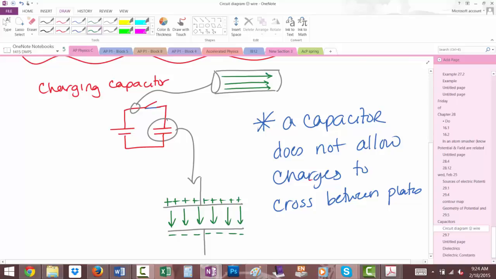So when the potentials become the same, the capacitor is what we call fully charged. So a fully charged capacitor, okay, means that the potential difference across the capacitor, delta V sub C, is equal to delta V of the battery.